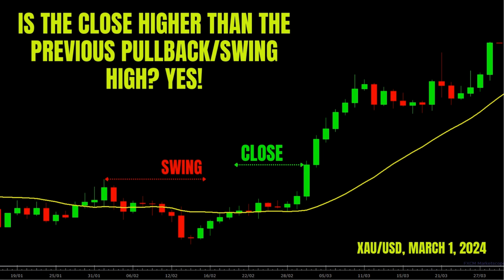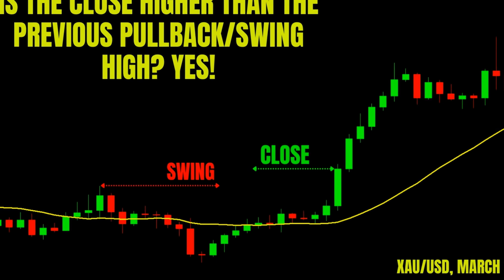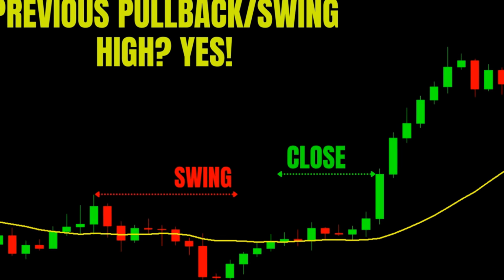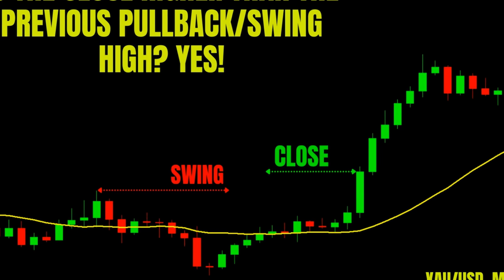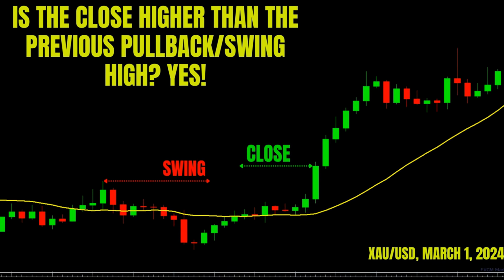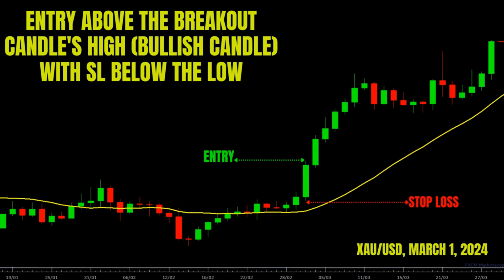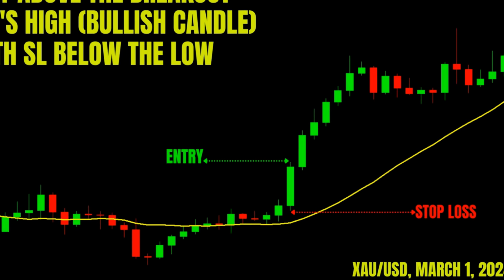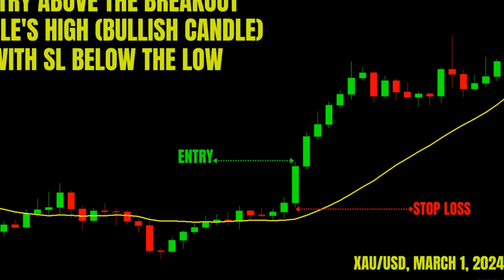Rule number 1. Check. Was the close higher than the previous swing pullback high? Yes. The candle decisively cleared the last area of resistance that had held the price down for weeks. The pattern is validated, and the trade is ready. The execution remains identical, entry with a buy stop above the high and SL positioned below the low of the breakout candle. This is the definition of a high probability entry with calculated risk.